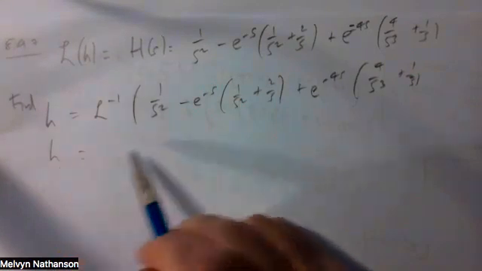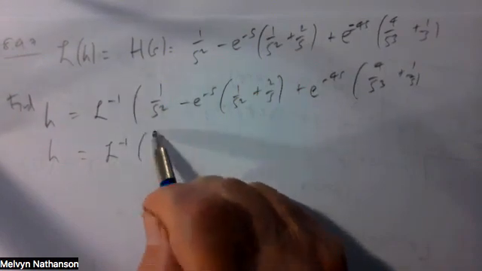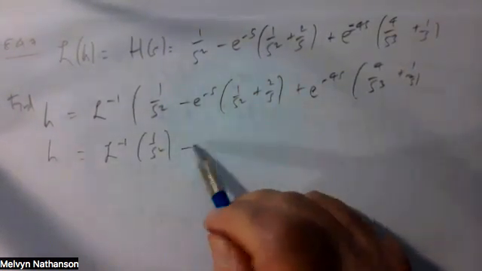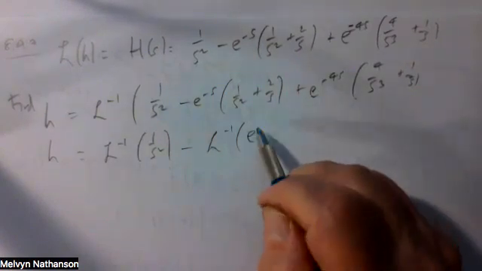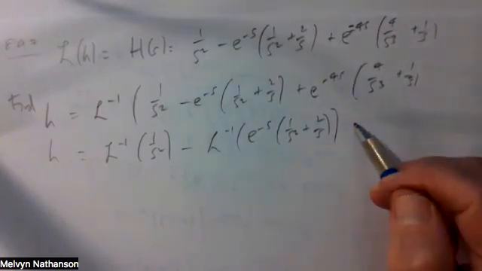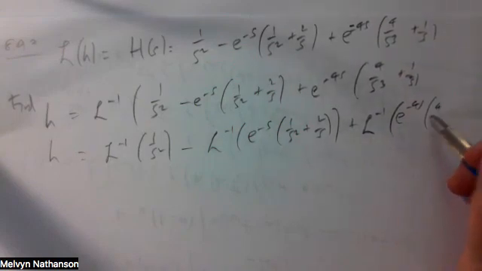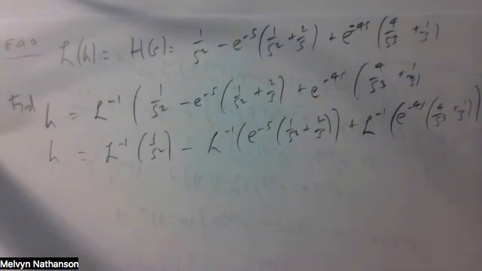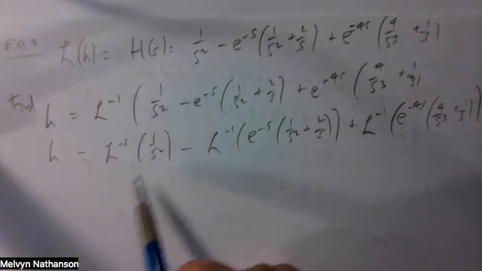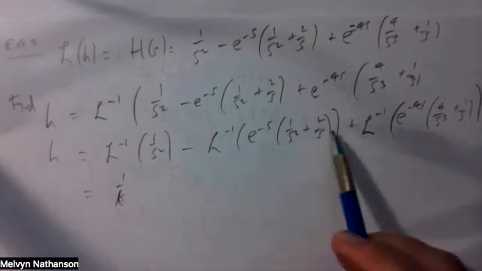And Laplace transforms and inverse Laplace transforms are linear. This is the inverse Laplace transform of 1 over s squared, minus the inverse Laplace transform of e to the minus s, 1 over s squared plus 2 over s, plus the inverse Laplace transform of e to the minus 4s, 4 over s cubed plus 1 over s. Of course, this we know, the inverse Laplace transform of 1 over s squared is just t. But what about these? Let's calculate these separately.